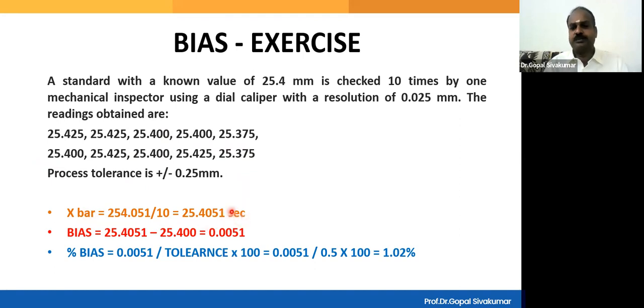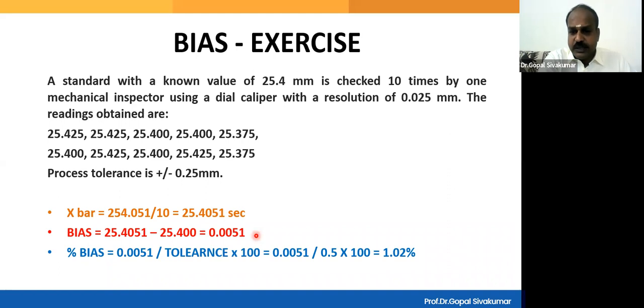25.4051 mm, right? Because the value is in mm. So 25.5041 mm. Now what is the bias? The observed value minus true value. True value is given as 25.4. Now what is the difference? 0.0051. This 0.0051 is the bias in your reading.